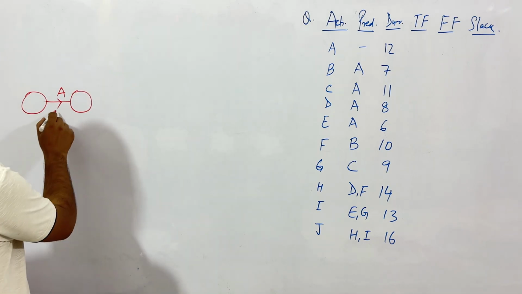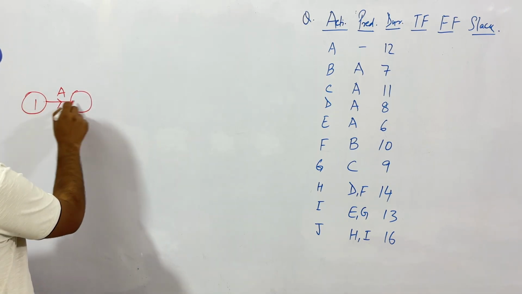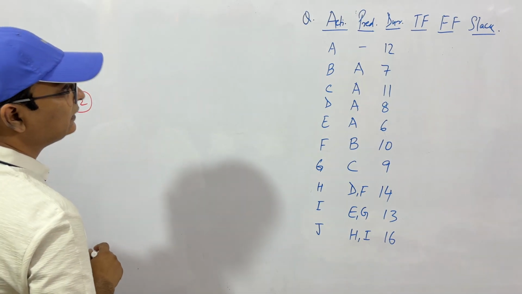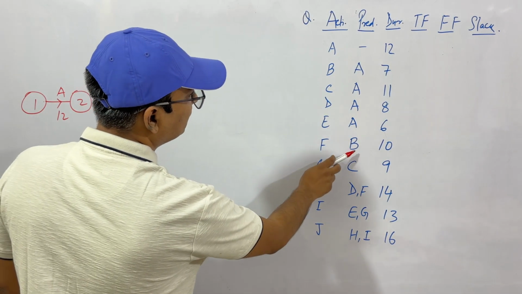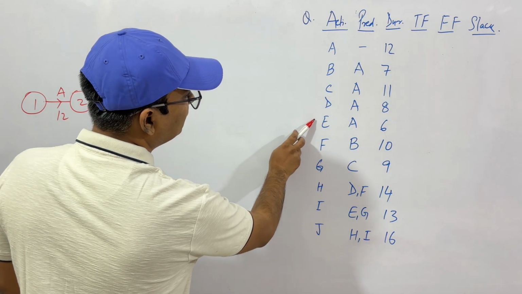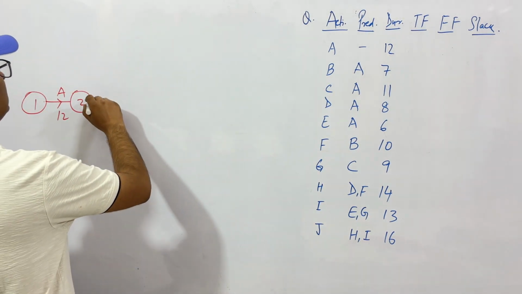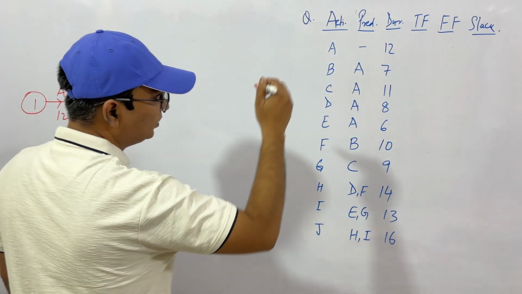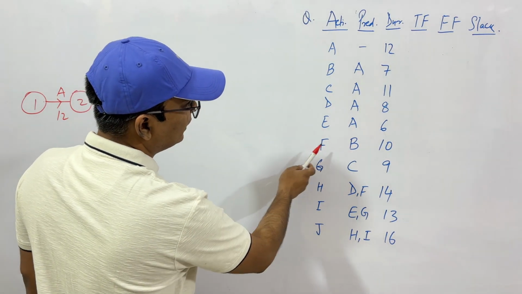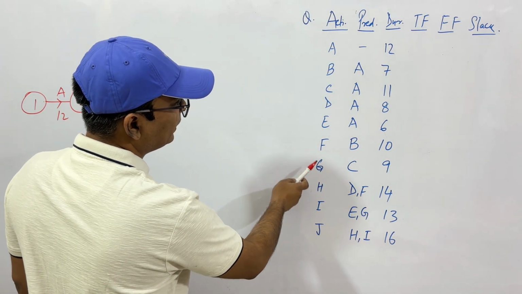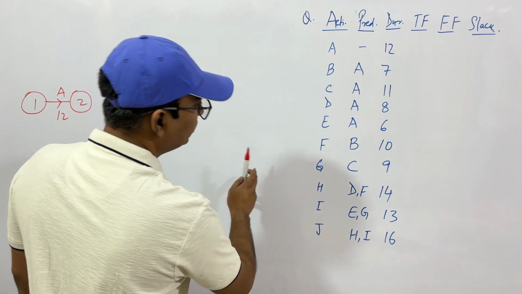Okay, A is 12. Then we have 4 activities, B, C, D, E. So let's do one thing. Should we go by B, C, D, E or some other way? See, E is after A, F is after B, G is after C.